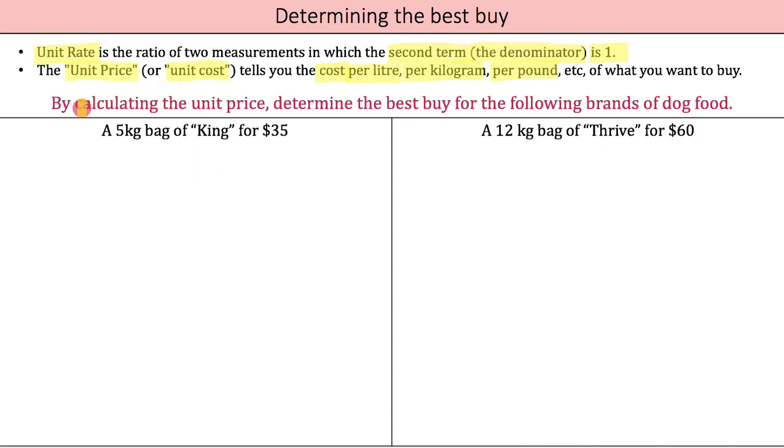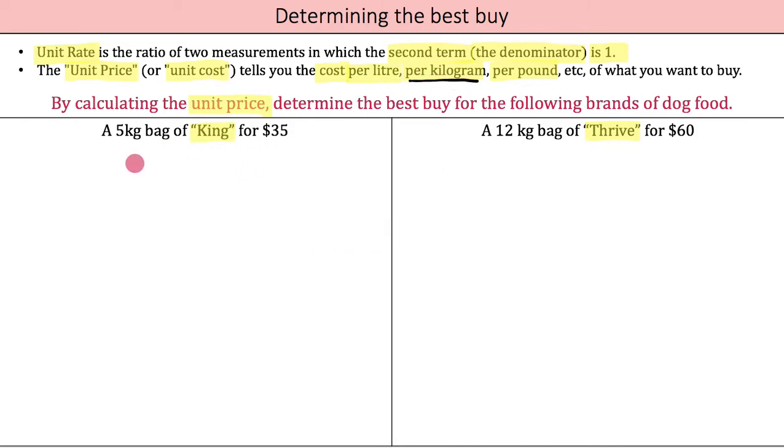So right here, we're being asked, by calculating the unit price, determine the best buy for the following brands of dog food. We have a 5 kilo bag of King, which is the brand of food, for $35, and a 12 kilo bag of Thrive for $60. So what we want here is to find the unit price. That means we need to find how much this dog food costs per kilogram.